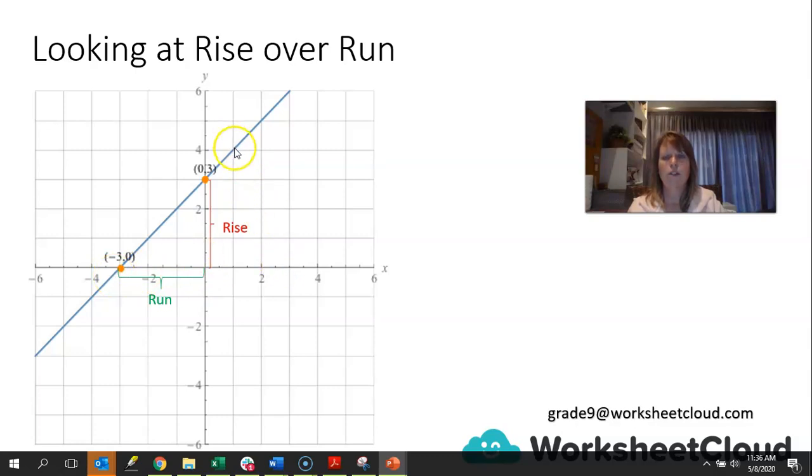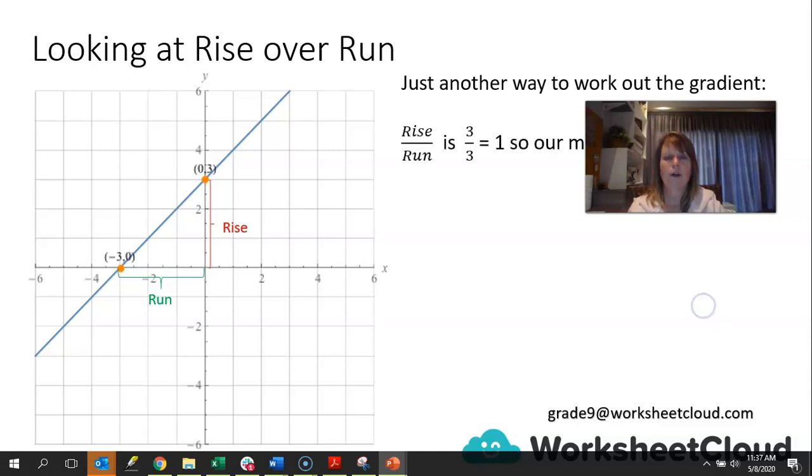Okay, if you chose this point, then it would mean you would need to choose that point over there, and it would be up there and along there. Sorry, you'd keep the same point there because it needs to be the same distance apart. Okay, so you could choose 2 points and you could work out rise over run. So it's just another way to work out the gradient.